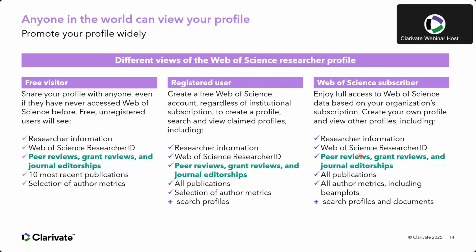Okay. And then you have the last level, which is the highest level, which is someone who is subscribing to the Web of Science. So this one is you just share it with a friend, someone who is not even in research, someone who knows about Web of Science because they create an account, and here someone who subscribed to the Web of Science. So it's basically giving you more things, more rights in terms of content access. So all publications, the difference is here. You get all the author metrics, including the beam plots, the charts, the visualization that I've shown earlier. You can search for profiles and publications, whereas here you can only search for people, not publications.